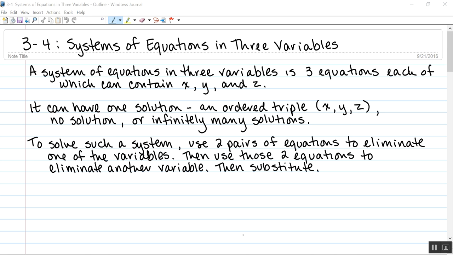Section 3.4 is on systems of equations in three variables. A system of equations in three variables is three equations, each of which can contain an x, a y, and a z. It can have one solution, that is an ordered triple, an x, y, and a z, no solution, or infinitely many solutions. To solve such a system, we want to use two pairs of equations to eliminate one of the variables. Then use those two resulting equations to eliminate another variable, and then substitute.